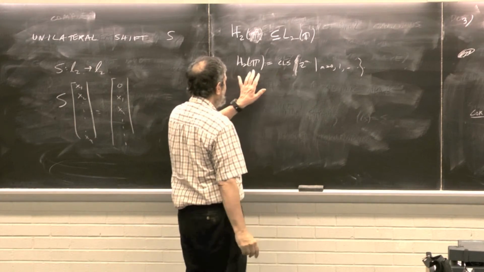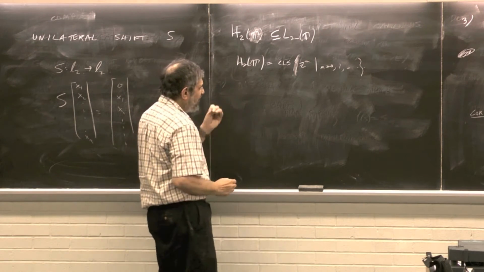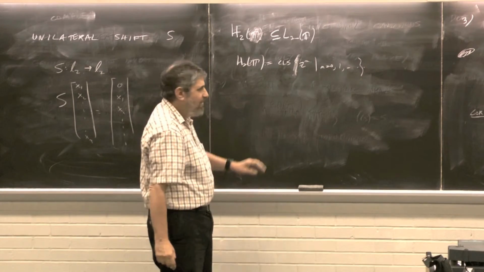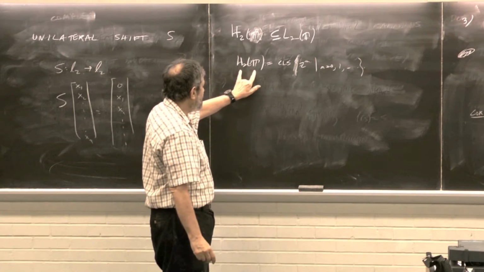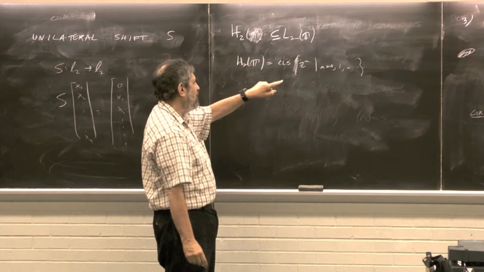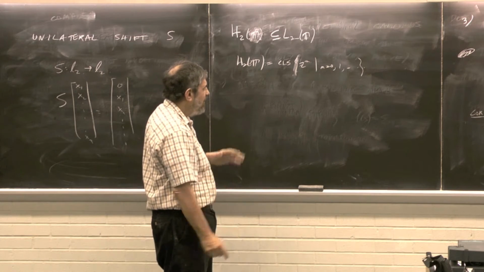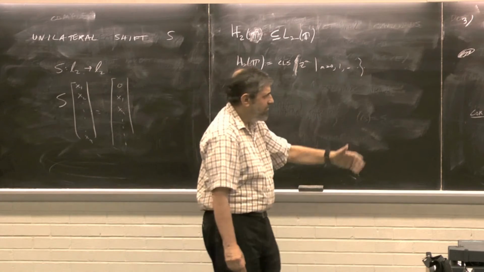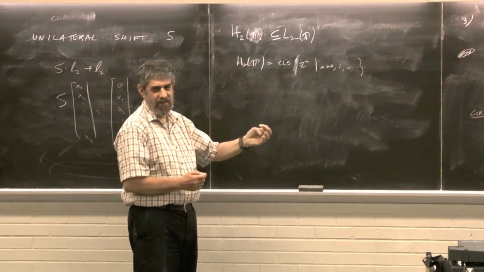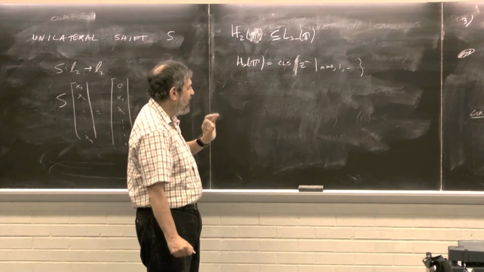The advantage of doing this is that H2 of T actually has an analytic structure on the underlying space. All the functions in H2 of T are functions on the boundary of the disk, and just using Cauchy's formula, you can extend them to get functions which are analytic on the interior of the disk. But, you know, so what?